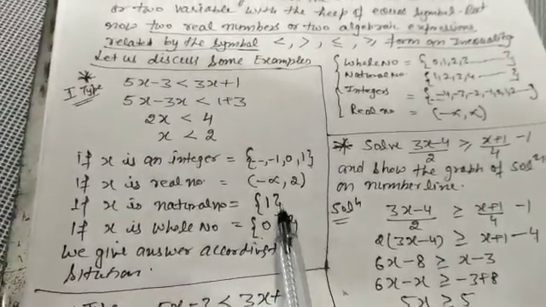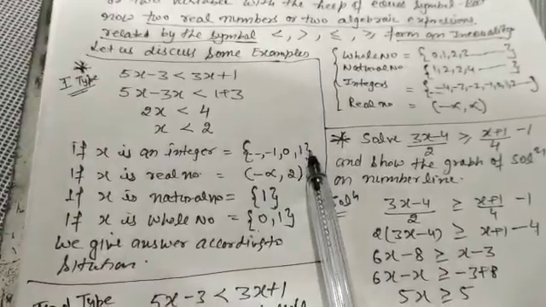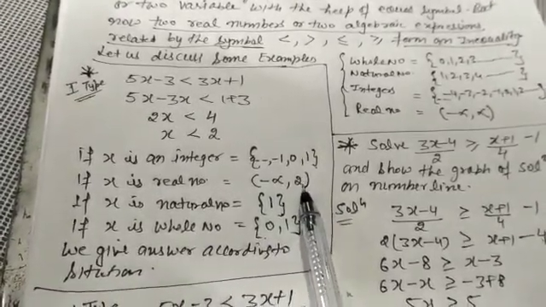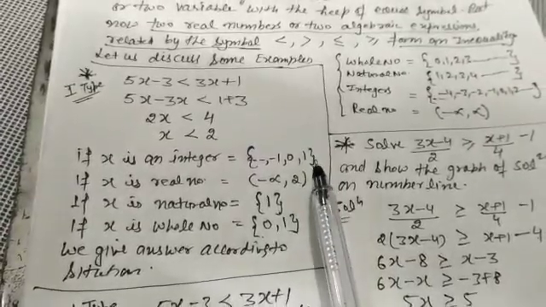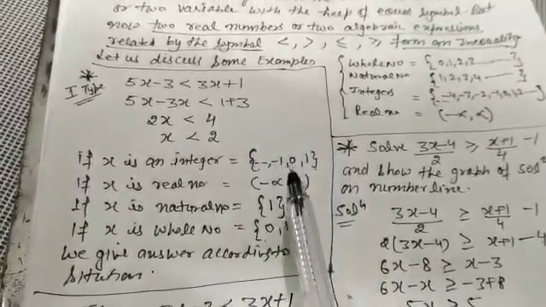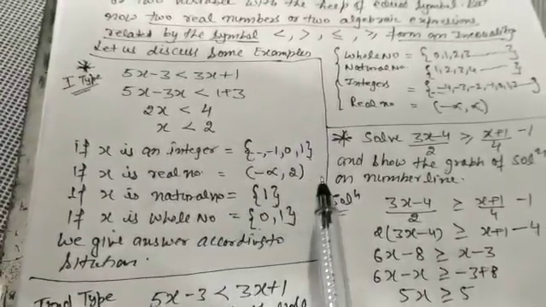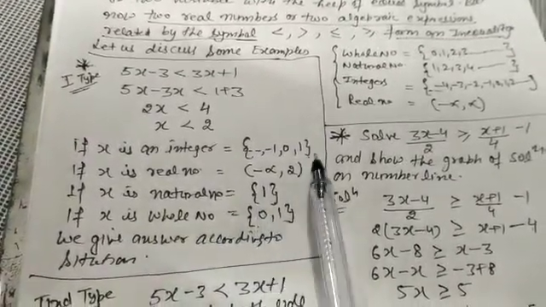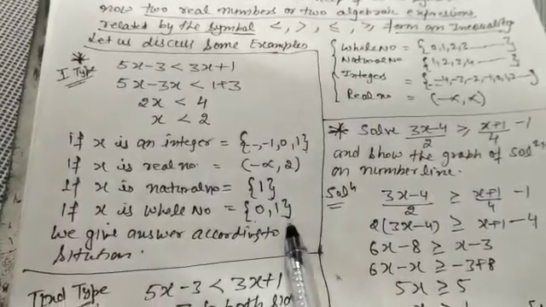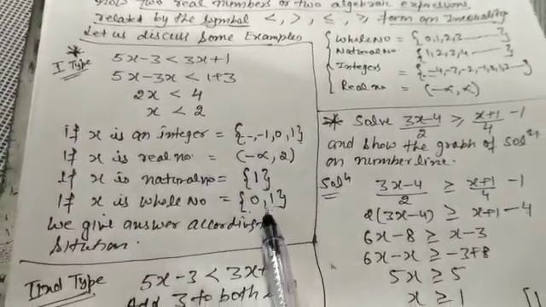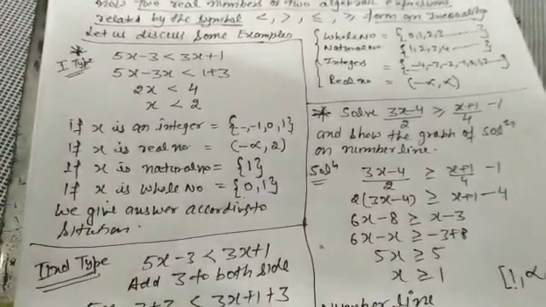If you see, all these three brackets are different from this one, because in this case a value less than 2, meaning 1.9, 1.99, 1.8, 1.7, 1.6, every value is acceptable. Due to that, it is written in an open bracket, and these curly brackets indicate we have to specify only these values, not others.